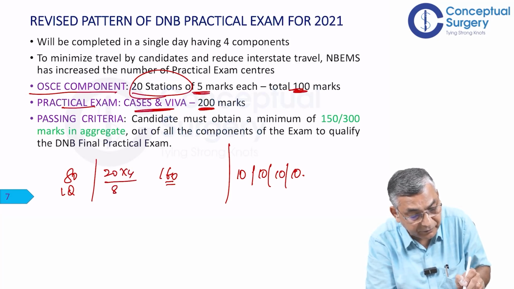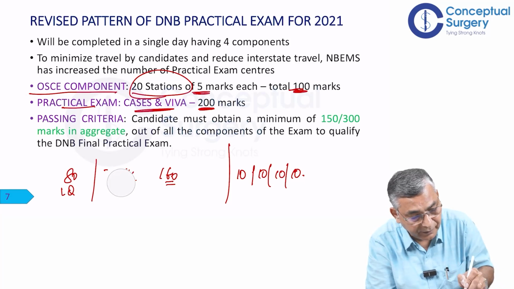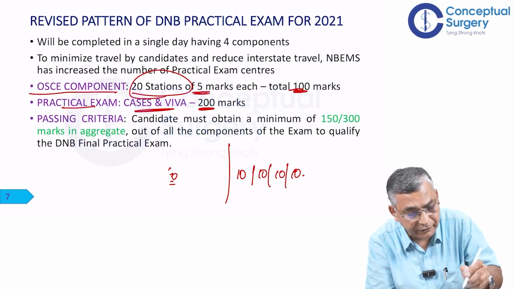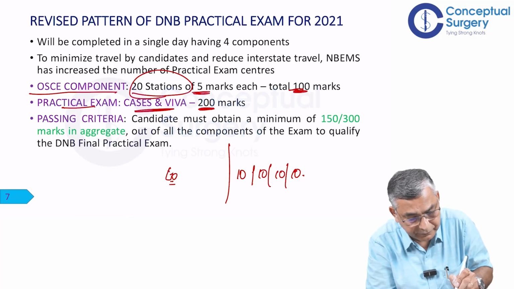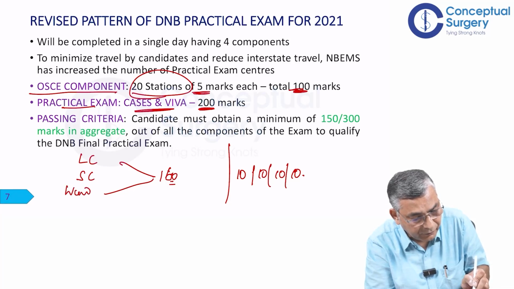No, it's not like that. There will be a ward round as well. So let's correct it. This was just a conjecture. So this will be divided into long case, short case, and ward rounds.